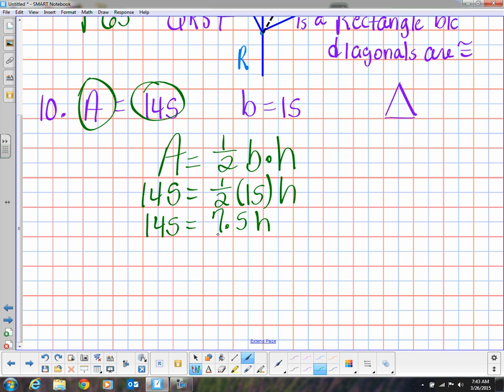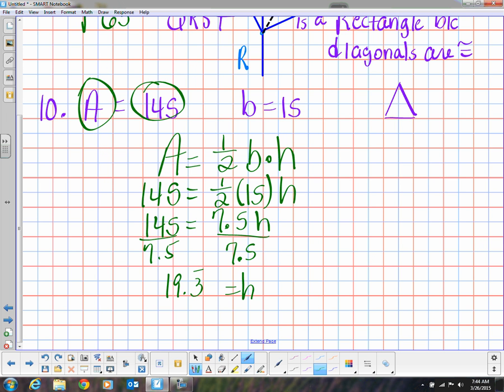Okay, so now what do you do? Divide by 7.5. Someone with a calculator do that. I'll check my answer. Is that what I got? Okay, yeah, 3 repeating. So the height is 19.3 repeating.